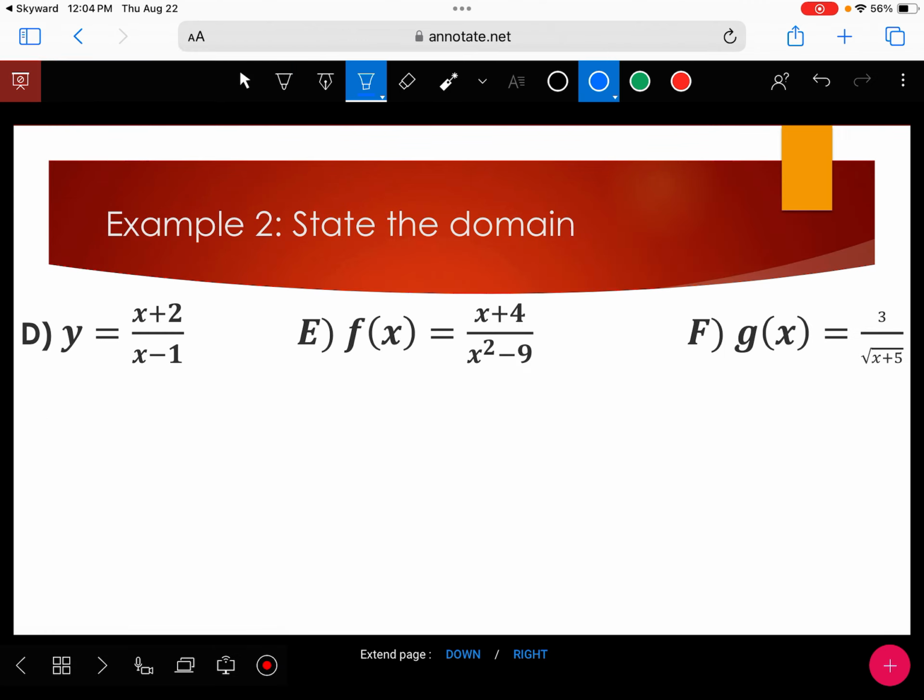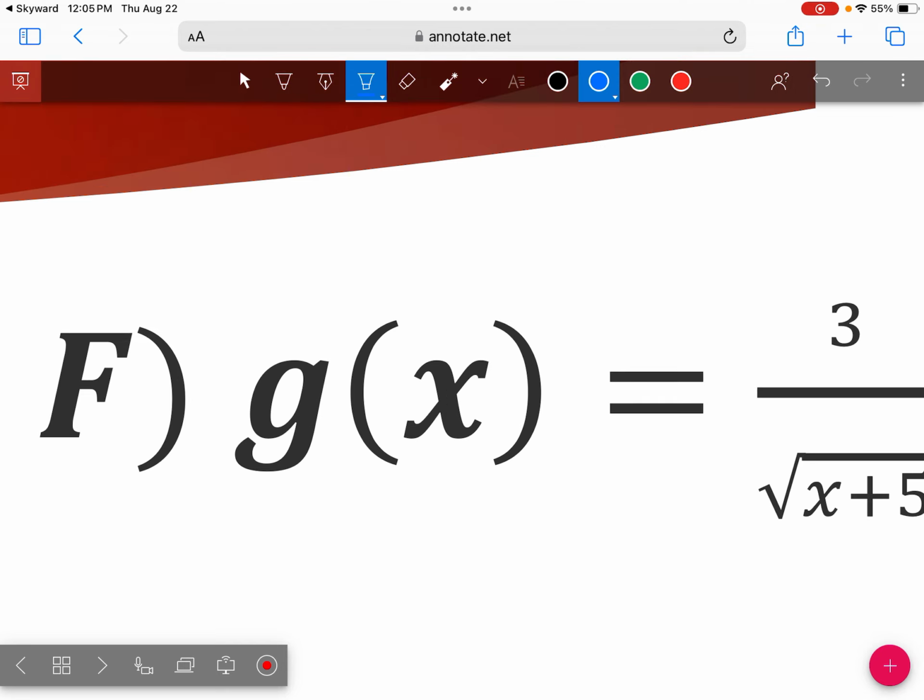Three more. Let's go to the next 3. Copy down D, E, and F. Sorry, let me zoom in for that last one.